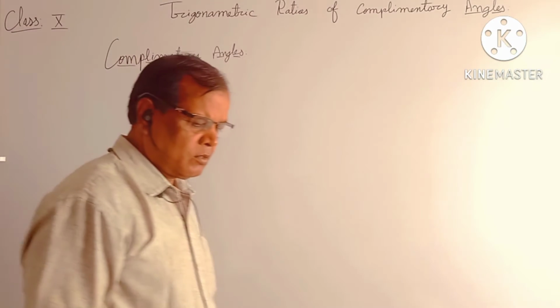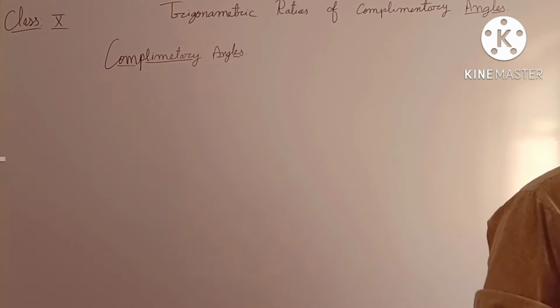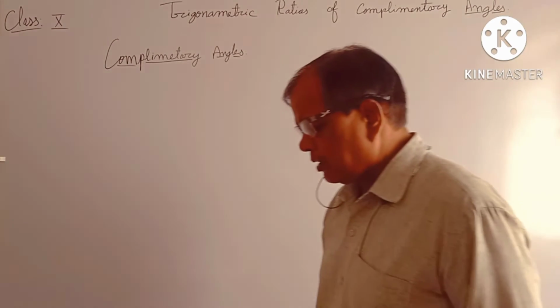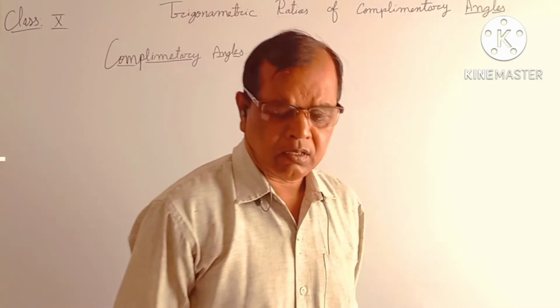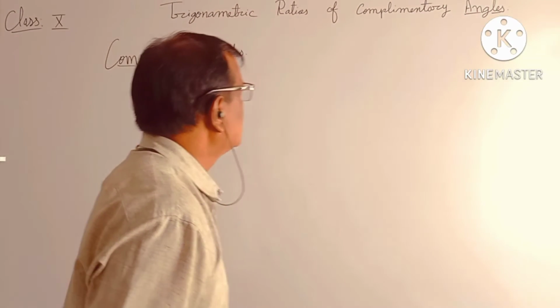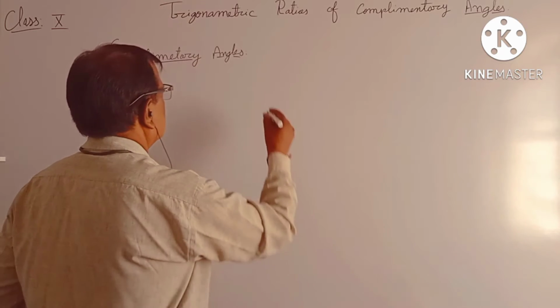Today I will teach you the ratios of complementary angles. Complementary means if the sum of two angles is 90 degrees, then both angles are said to be complementary to each other. So first we define the complementary angles.